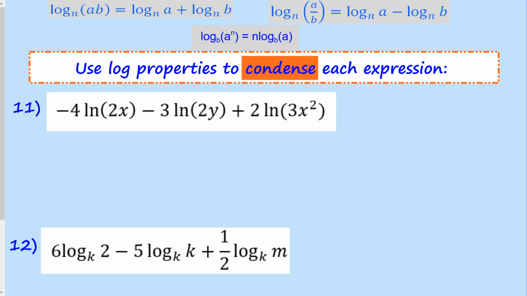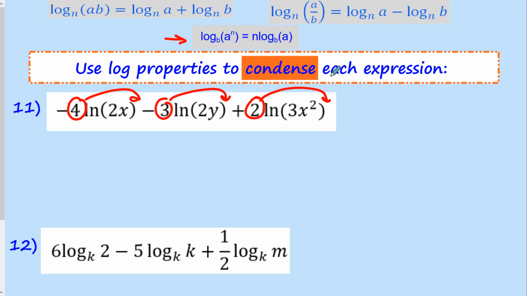Okay, now we're going to condense these next two problems using all three properties. So the first thing we would do is, if you have a number in the front, you would bring it up and make it an exponent. So that would be using the power property. So -4 comes up and becomes a power, or just the 4 if you want to leave the negative in front. How about if I leave the negative in front and I just bring the 4? Three comes up and becomes a power, and 2 comes up and becomes a power.